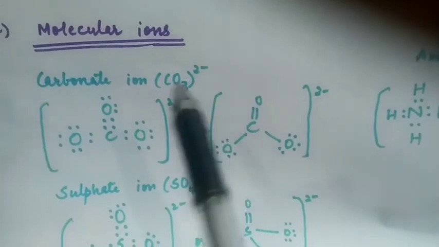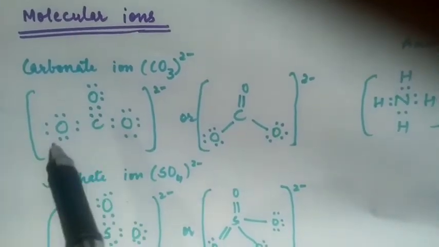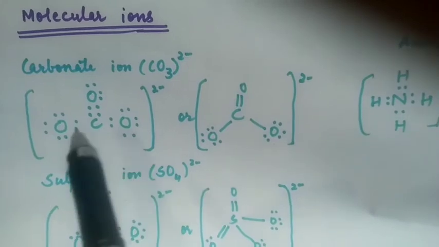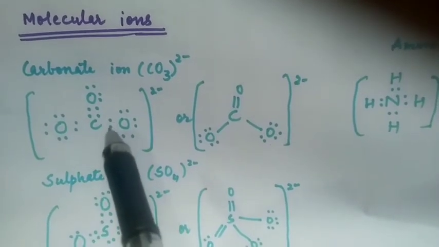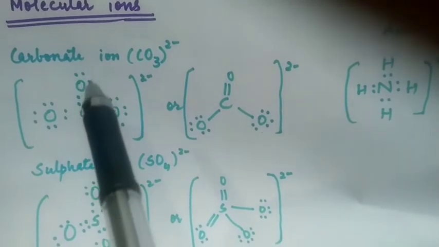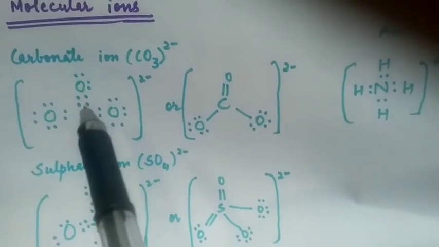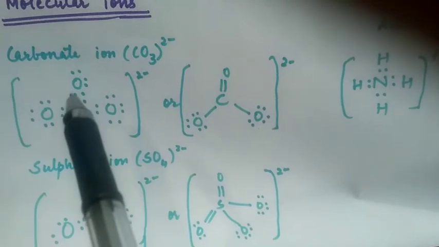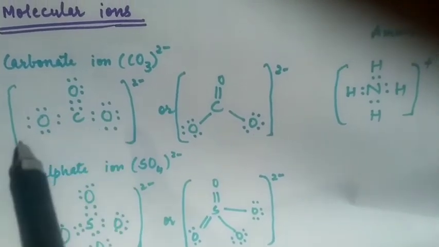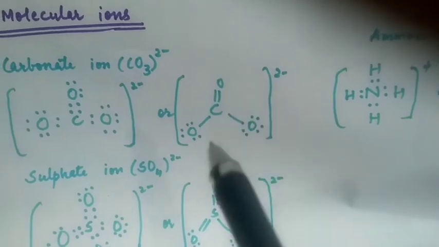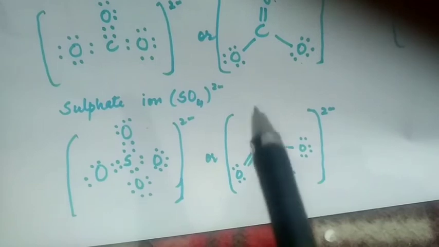Formation of carbonate, there is 1 carbon and 3 oxygen atoms. With 2 oxygen atoms, carbon is contributing 1 electron towards bond formation, whereas with 1 oxygen it's contributing 2 electrons. In all, 4 electrons are being shared here and 2 each are being shared with the other oxygen atom. So there is a double bond here and a single bond here. Double bond with 2 oxygen atoms and single bond with 2 oxygen atoms.